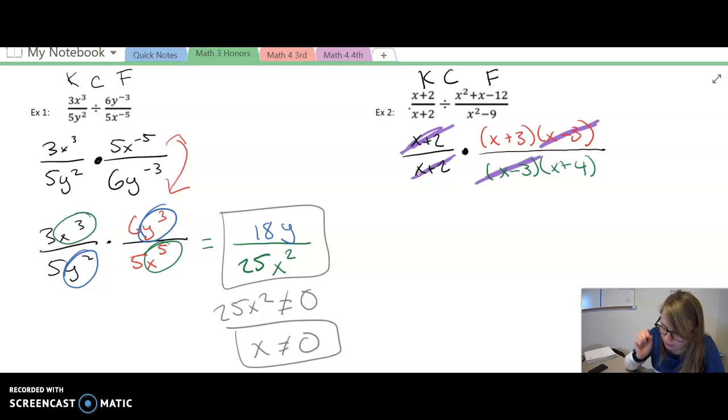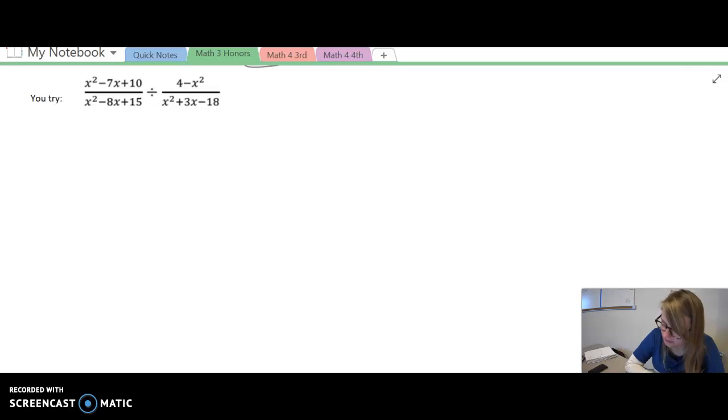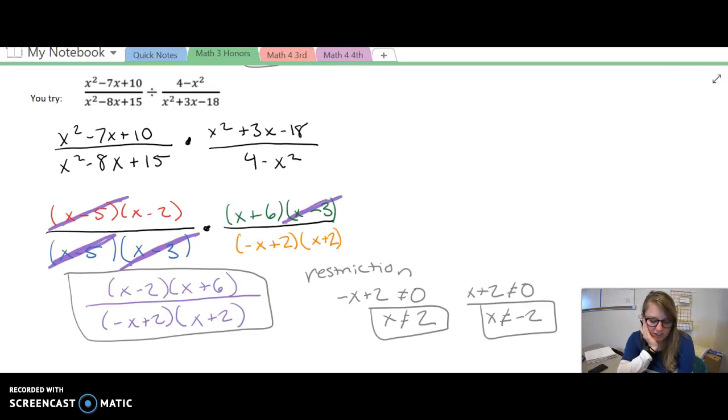Now I want you to rewrite your rational. You rewrote your rational, you should get that. Now find the restriction on your own. So you should have gotten a restriction of -4. Now move on to the you try it, and you try it on your own. If you did this correctly, this is what you should have gotten. Please be careful of that 4 minus x squared, and you should get restrictions of 2 and -2.